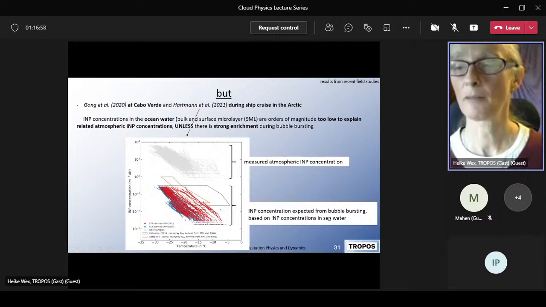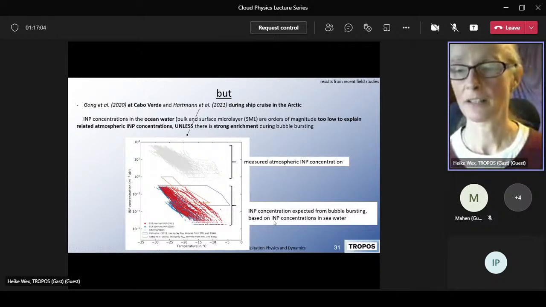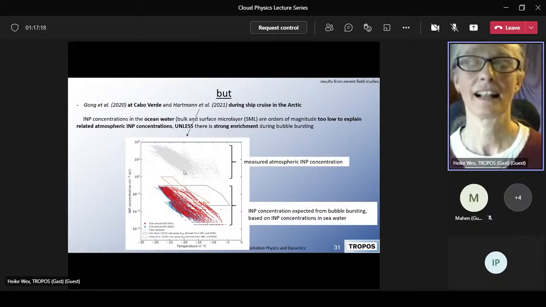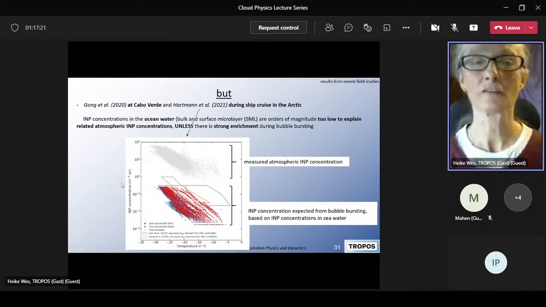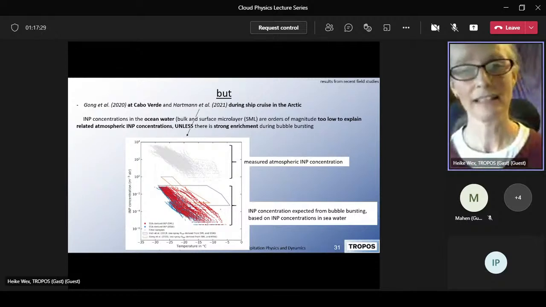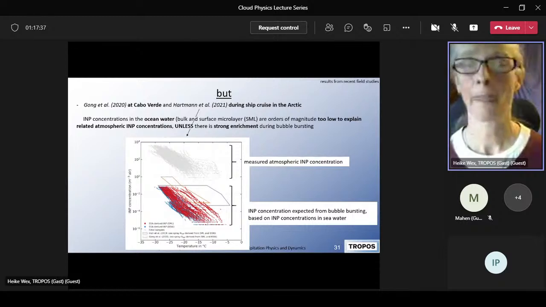And the colorful red and blue dots down here are INP concentrations expected from bubble bursting, so from this oceanic particle generation mechanism, based on INP concentrations we measured in the seawater. So this is the case for the Arctic. The same picture was found for Cape Verde. And there are orders of magnitude between these two data sets. So unless there's an enrichment of marine INP during the bubble bursting, like many, many more get out than, for instance, sea salt gets out, the marine sources here, at least in these two studies, cannot explain the airborne concentrations. And now you see why I'm so puzzled by the Porter paper.